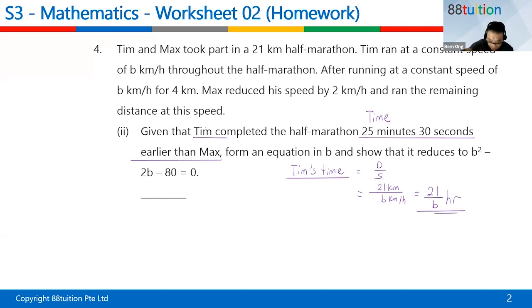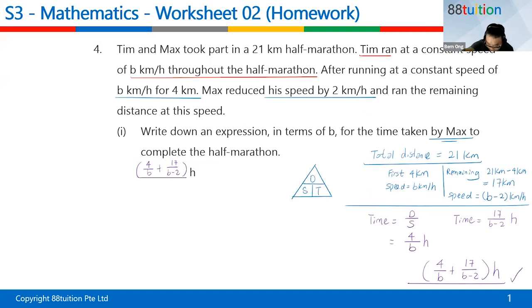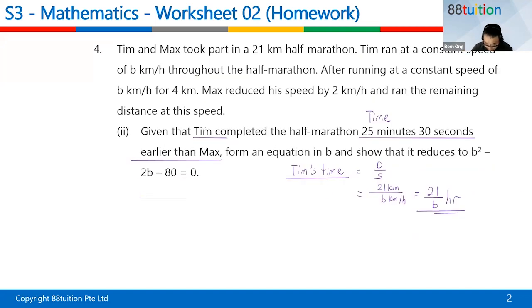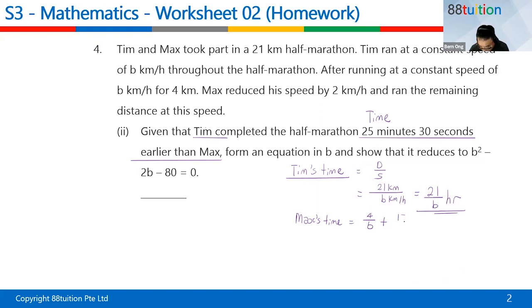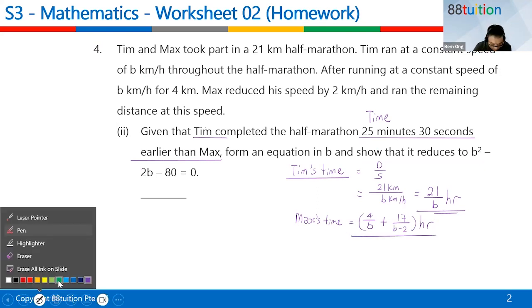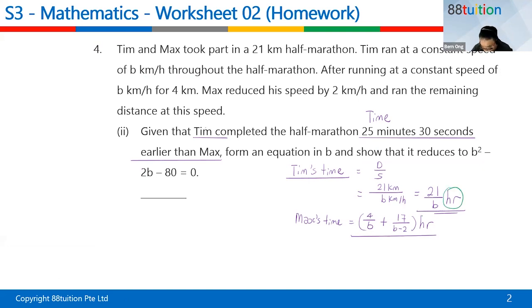And just now we have Max's time. All right, Max's time is 4 over b. So we have Max's time. Max's time is equal to 4 over b plus what? Forgot already. Old man syndrome. 17b over 2, 17b minus 2. All right, hours. Hey, children, can you see something or not? Can you see that both of these are in hours?